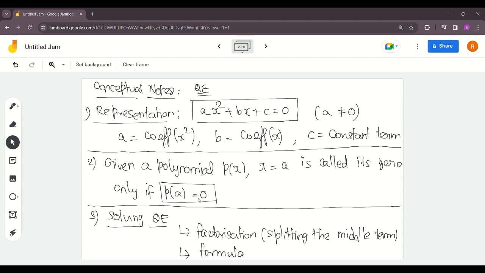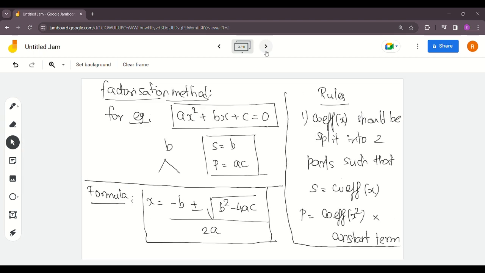Now we have some interesting methods for solving a quadratic equation. That is the factorization method, splitting the middle term. We already learned how to do it in the polynomials chapter, and we are going to learn the same thing now. So, the factorization method and the formula method. There is one more method, completing the squares, which got deleted. I will teach you later how to solve using completing the squares, but as things stand, completing the squares is deleted for you. So we are going to learn only two methods, factorization and the formula, on how to solve a quadratic equation.